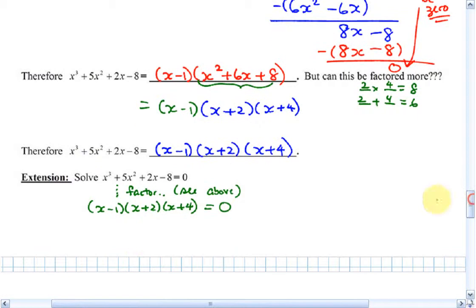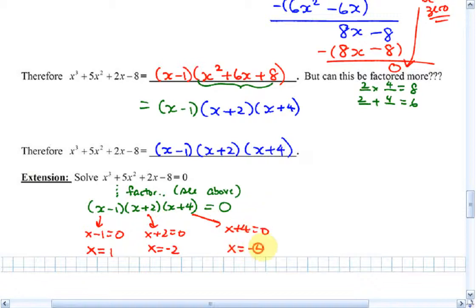So just make each of the binomials equal to 0. You get x equals 1. You make the second binomial equal to 0: x equals negative 2. X plus 4 equals 0: x equals negative 4. Ta-da.